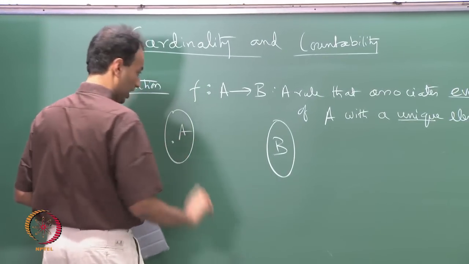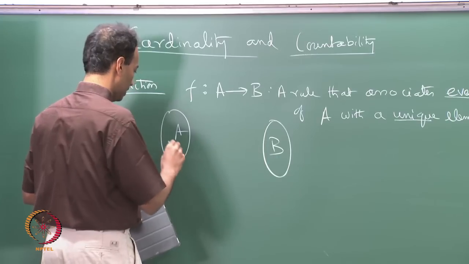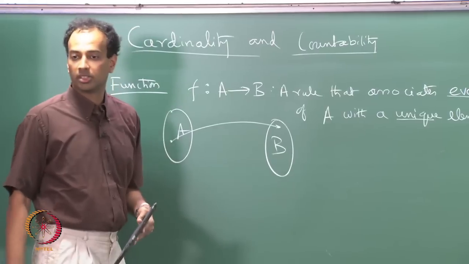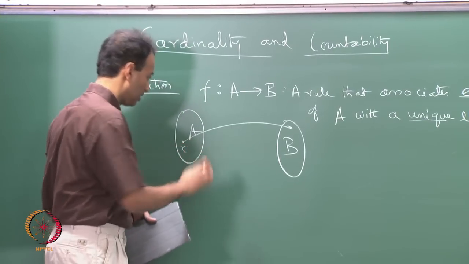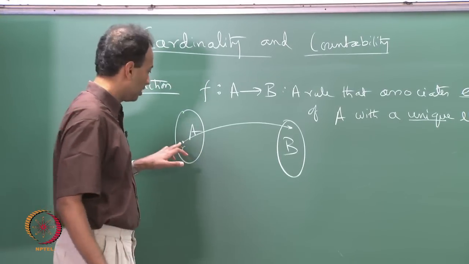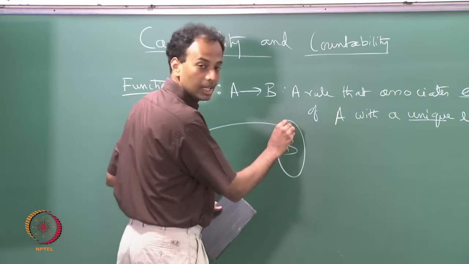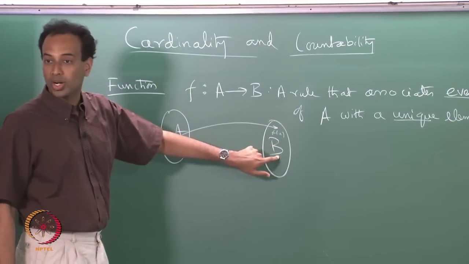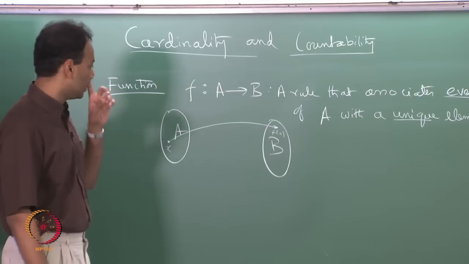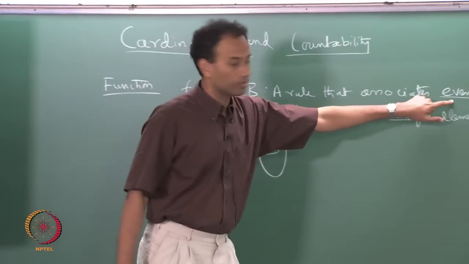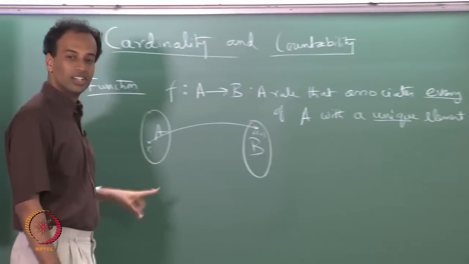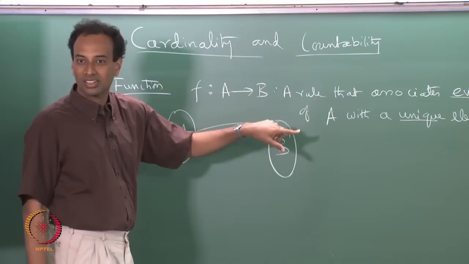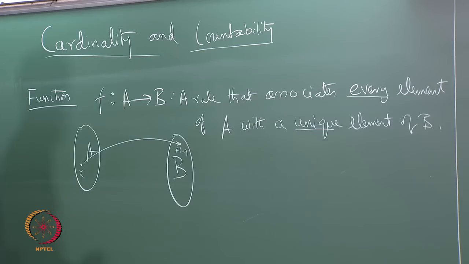So when you take an element of A, for every element of A, there is a unique element of B associated with it. If you take an element x in A, then there is a unique element of B, f of x, that is associated with it. There cannot be more than one, this unique element. Also, every element of A means that you cannot leave out anything. Everything in A must have a corresponding element here. So, that is the definition of a function.